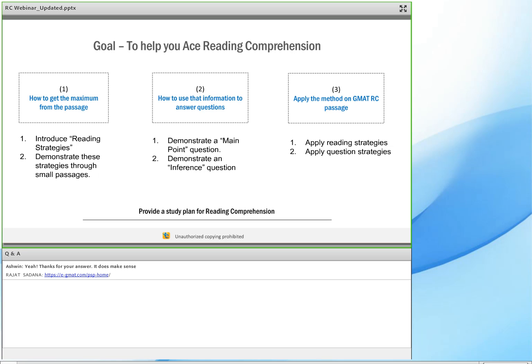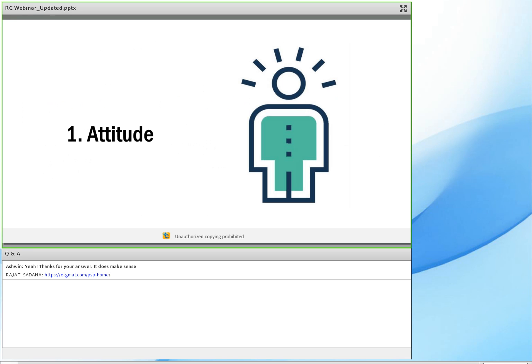Starting with that attitude, overall, the goal is to also give you a study plan or a journey towards that 90th percentile when it comes to RC. But that study plan is nothing but that journey. The first thing that it starts with is an attitude.